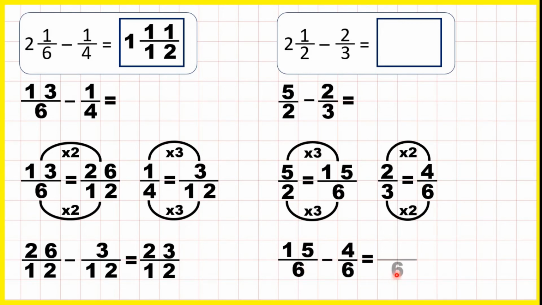So now we keep the denominator the same in our answer. 15 minus 4 is 11, so our answer is 11/6. And if we want to change that back into a mixed number, we can use division. 11 divided by 6 is 1 remainder 5. We keep the denominator over 6, so our answer is 1 and 5/6.